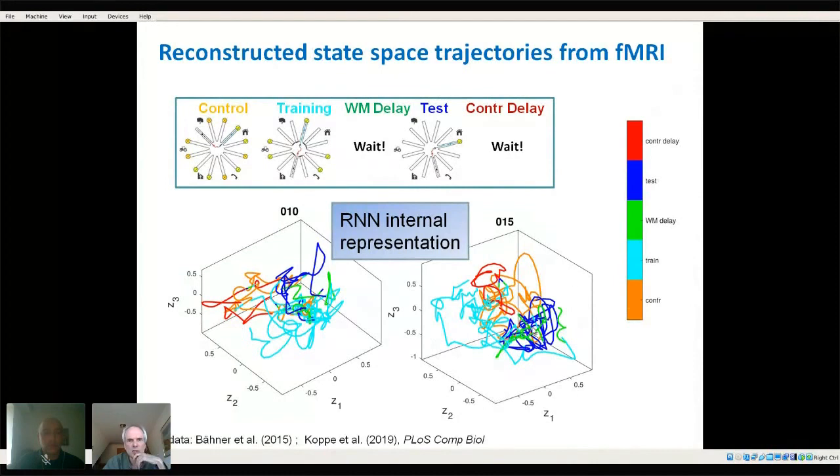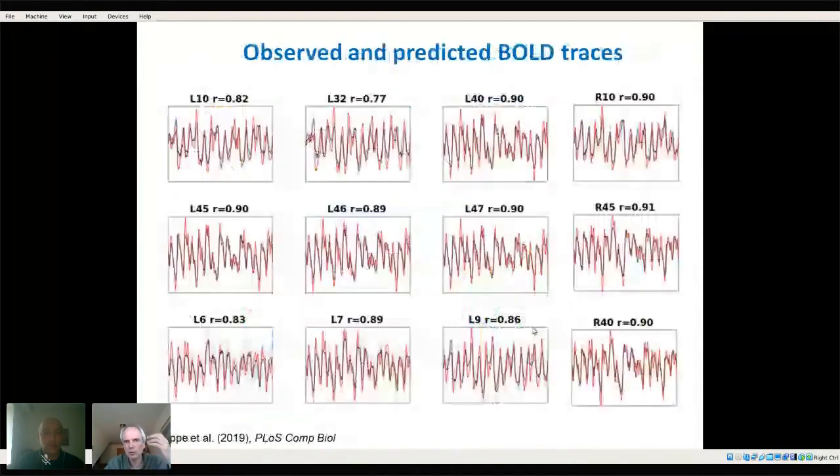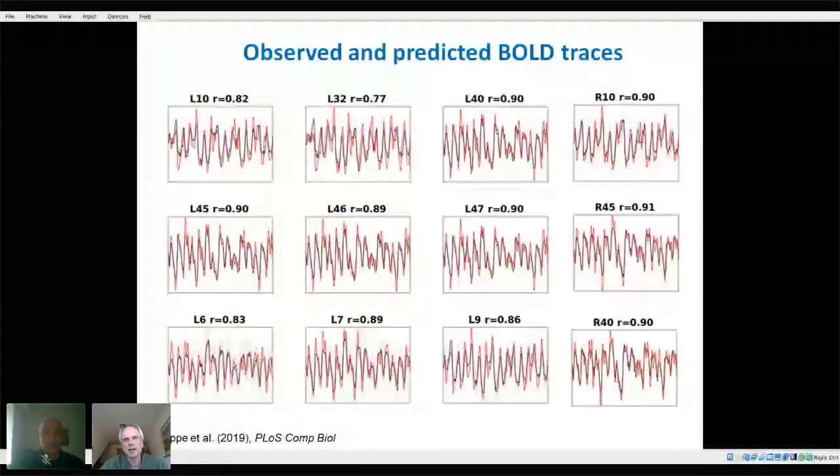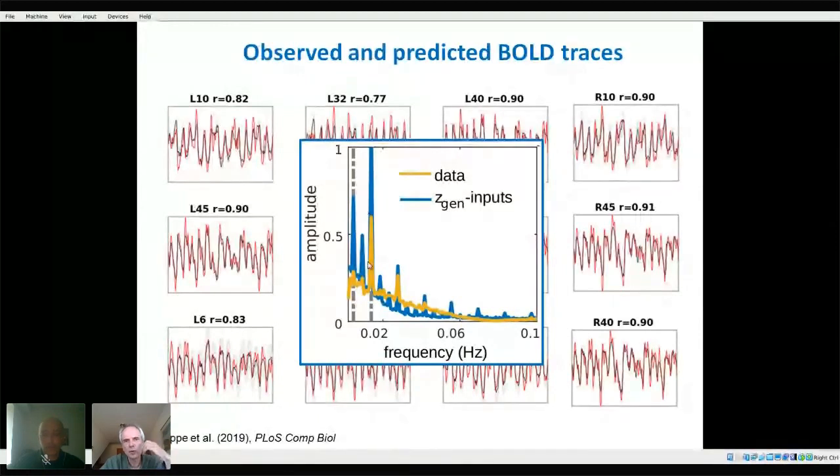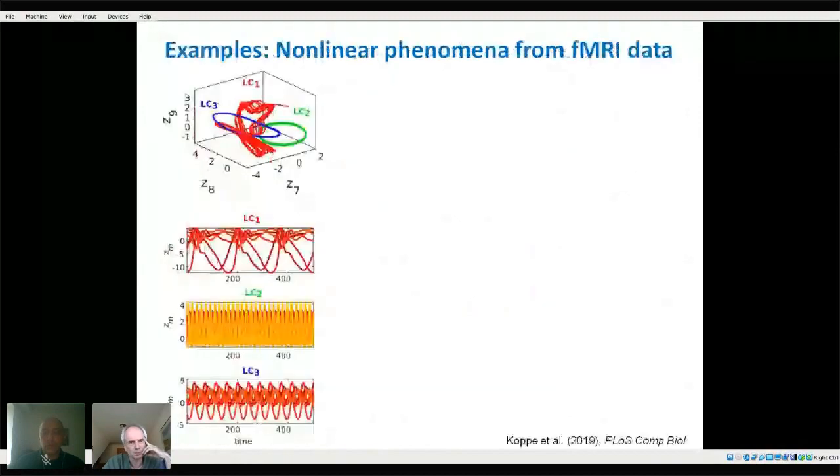Okay, so this is just some examples of observed and predicted BOLD signals. Also, our generative models, and I emphasize again, we do not fit the data. We generate new trajectories from the model, and then we investigate them. We simulate the model after training. This just shows, for instance, that the model can retrieve major frequency bands of the power spectrum that you have in the fMRI, for instance.